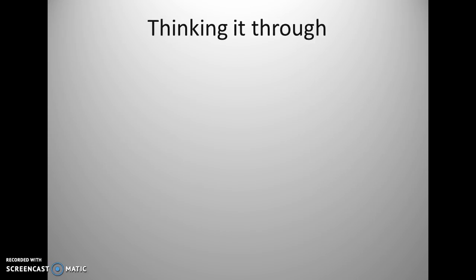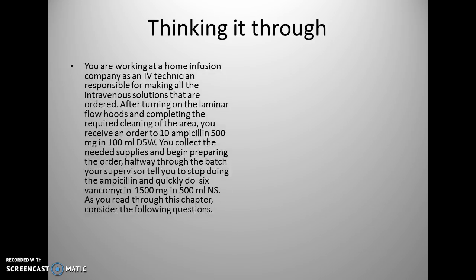Okay, so let us go ahead and begin. As with all of the other lectures, we'll always talk about thinking it through, and hopefully we'll be able to go back and talk about what you should keep in mind in relationship to the three points that they will bring up. So let's have a discussion on this. You're working at a home infusion company as an IV technician responsible for making all the intravenous solutions that are ordered. After turning on the laminar flow hood and completing the required cleaning of the area, you receive an order of 10 ampicillin 500 milligrams in 10 milliliters D5W. You collect the needed supplies and begin preparing the order. Halfway through the batch, your supervisor tells you to stop doing the ampicillin and quickly do 6 vancomycin 50 milligrams in 500 milliliters NS.